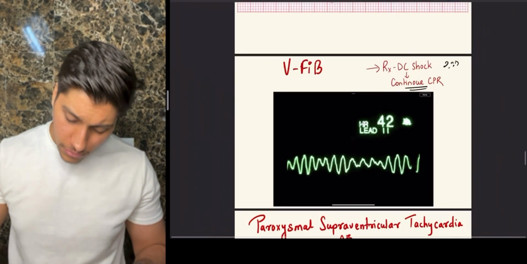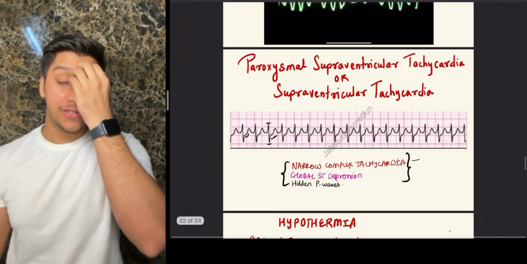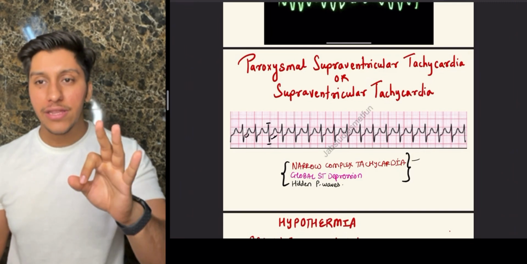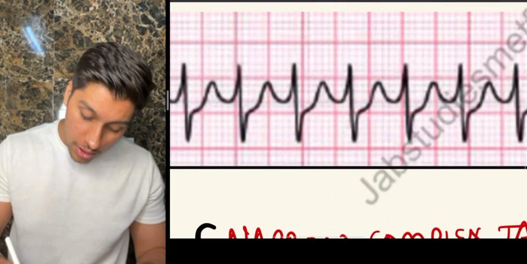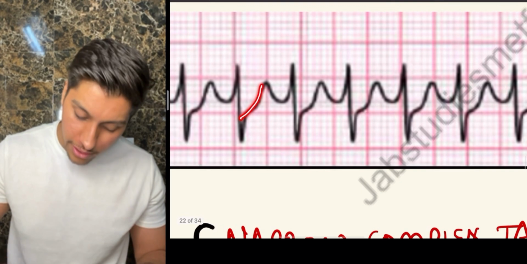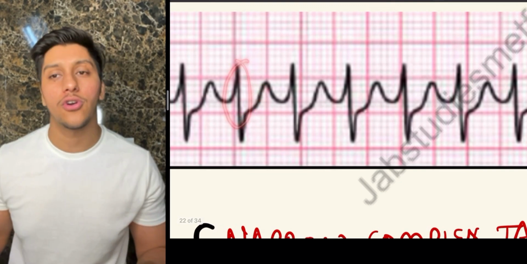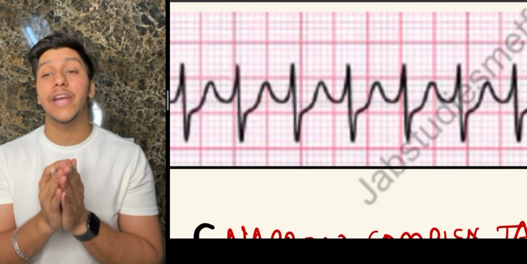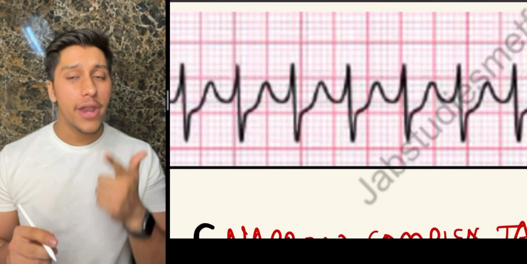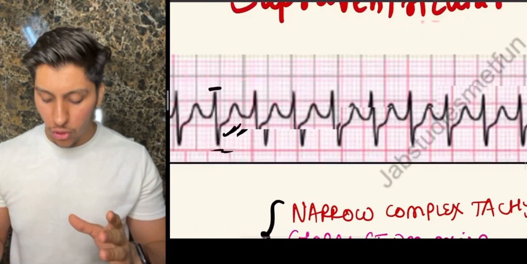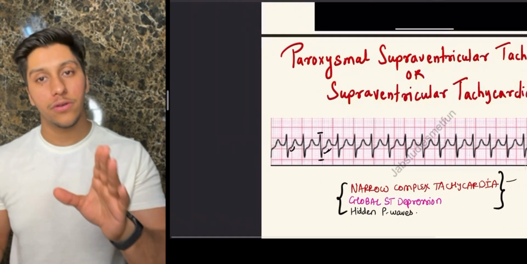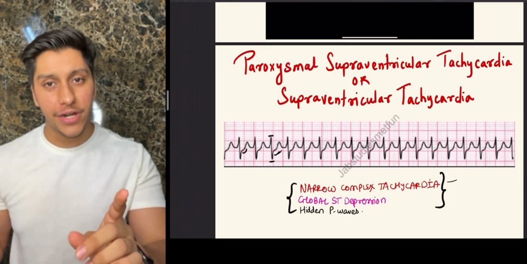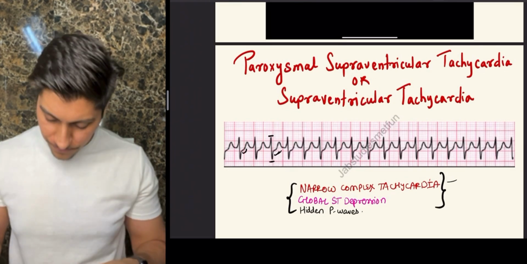Okay. PSVT, paroxysmal supraventricular tachycardia. Three things you have to remember, guys. You're going to have a global ST depression over here. You're going to have a narrow QRS complex, and you will have a hidden P wave. This is T wave, so you will have a hidden P wave. Hidden P wave, narrow QRS complex, and global ST depression. Management: carotid massage, IV adenosine, if not DC shock.